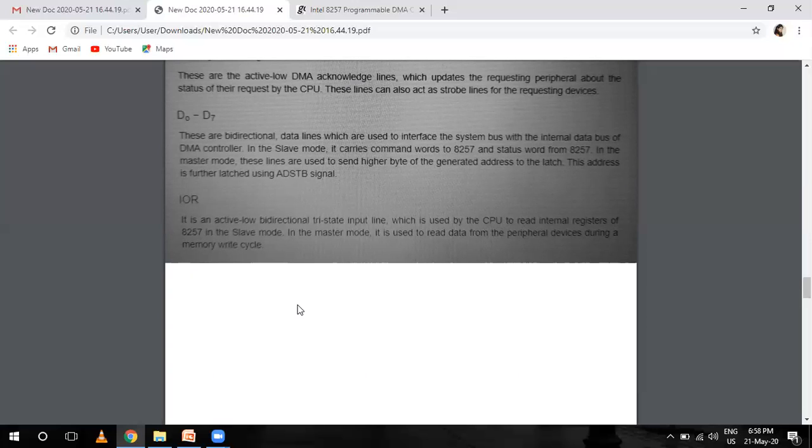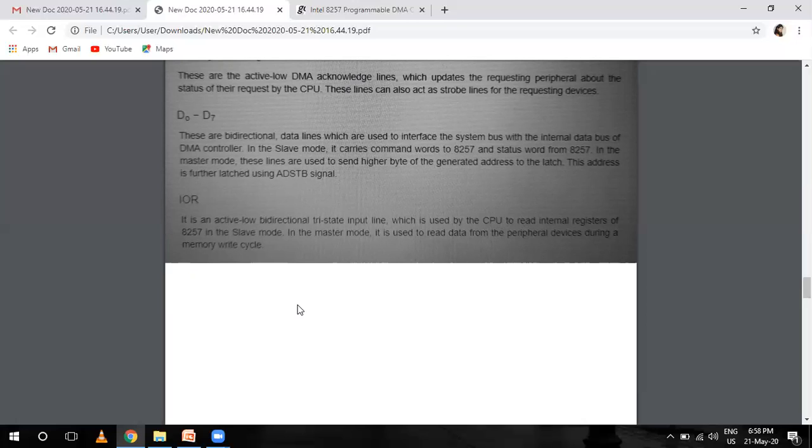Basically, what do you mean by this address strobe? This address strobe outputs the most significant byte of the memory address into the latch from the data bus. Next is IOR, that is input output read.